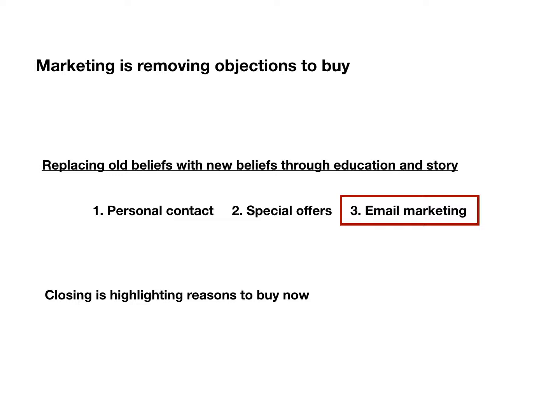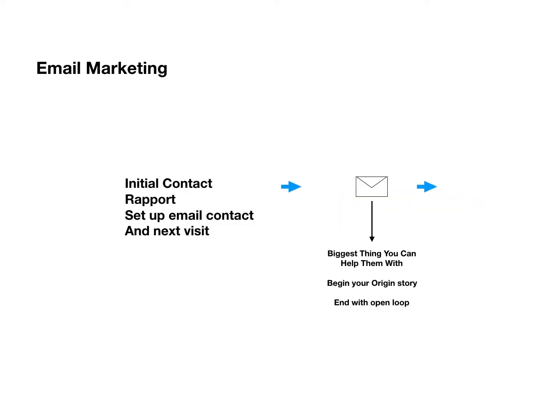And then what I'm talking about here is adding in another layer of marketing, which is email marketing. And then closing is highlighting reasons to buy now. So you're just making them some kind of offer and a reason to take action now. So how does email marketing work?